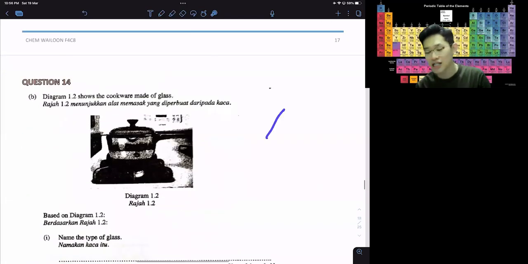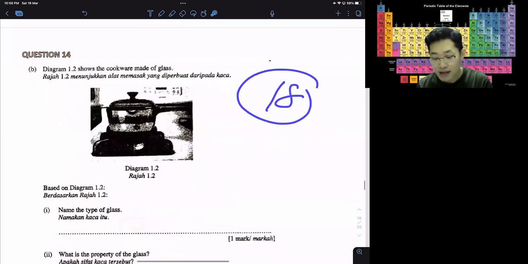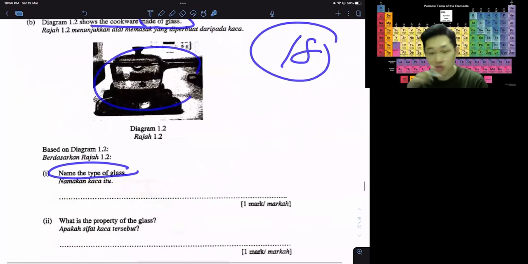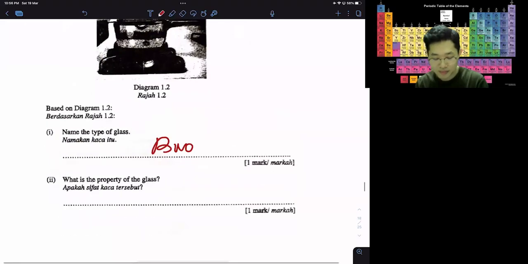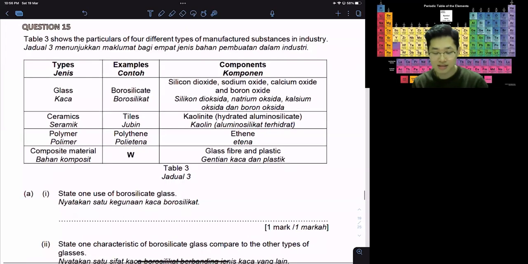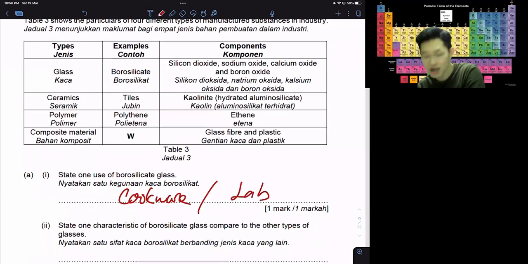Okay, next, page 18. This diagram shows that the cookware is made of glass. Name the type of glass. My mom also knows already. This one is borosilicate. Property, easy. If this chapter 8 comes out, I got it. If not, I doubt. After your paper, please tell me if it came out or not. And then one use of borosilicate glass: cookware. Lab glassware.